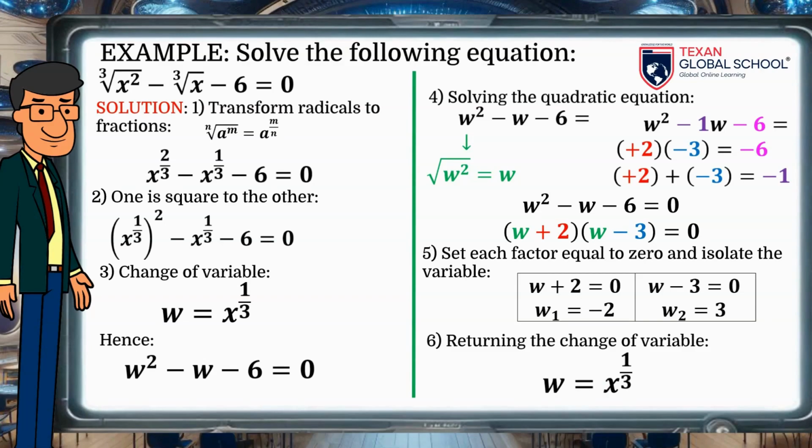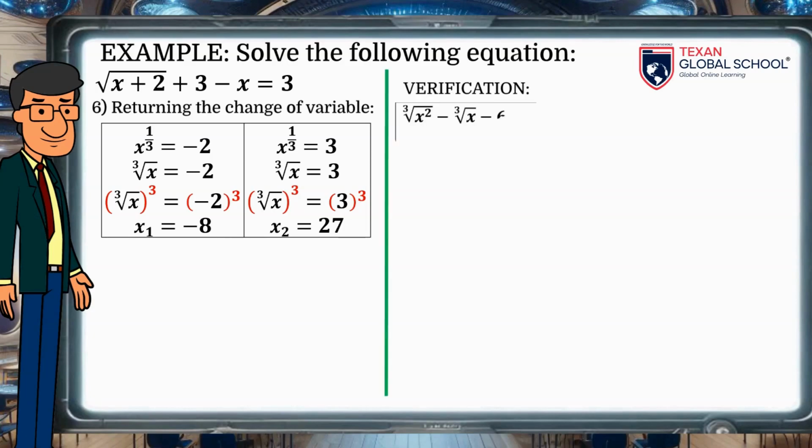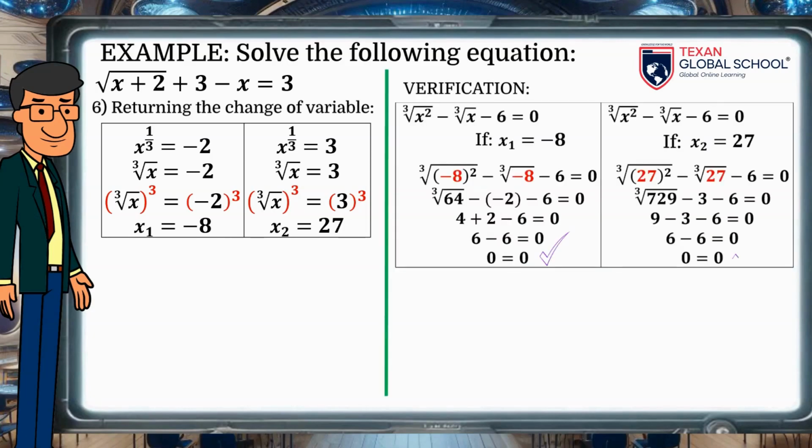We have two equations, x to the 1/3 equals -2 and x to the 1/3 equals 3, or the cube root of x equals -2 and the cube root of x equals 3. By cubing to cancel the radicals, x is equal to -8 and x is equal to 27. By verifying, we can see that both solutions satisfy the equality.